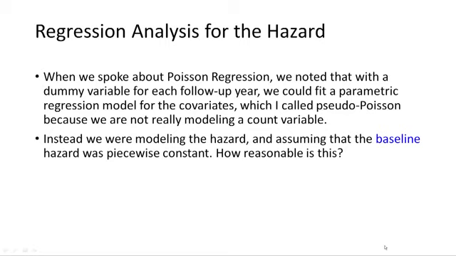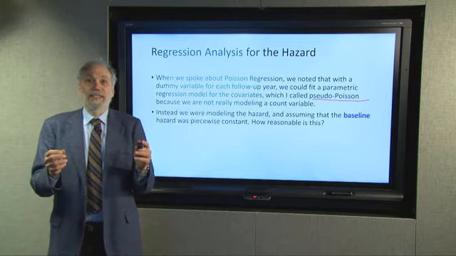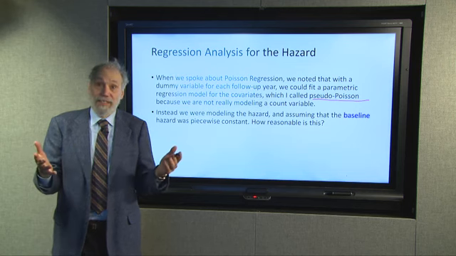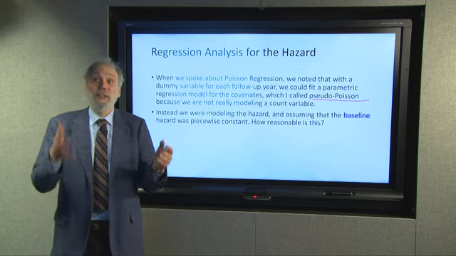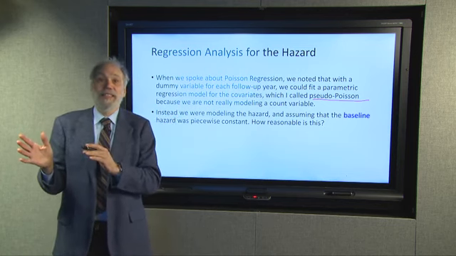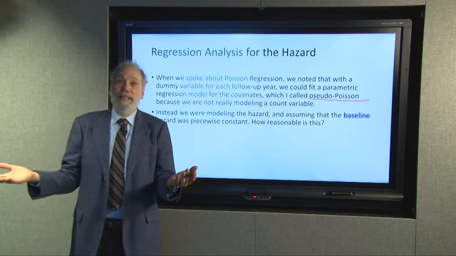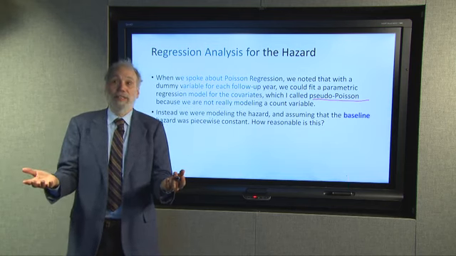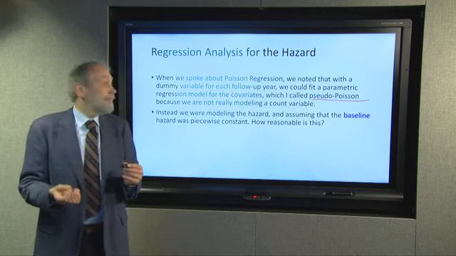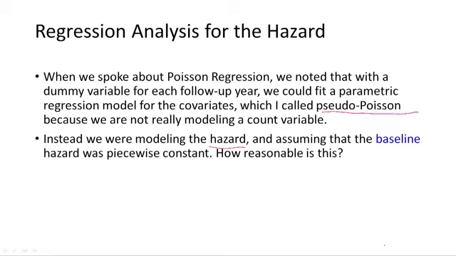And I call it pseudo-Poisson to emphasize that this isn't a Poisson regression. It just turns out that the likelihood for survival analysis, if you assume that the baseline hazard is constant within a year, is equal to that. And so I can use a Poisson regression program to estimate it. And so what we were modeling then is the hazard, the rate of dying in a small time interval.